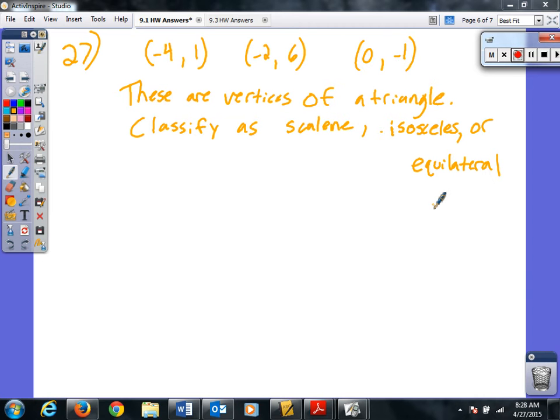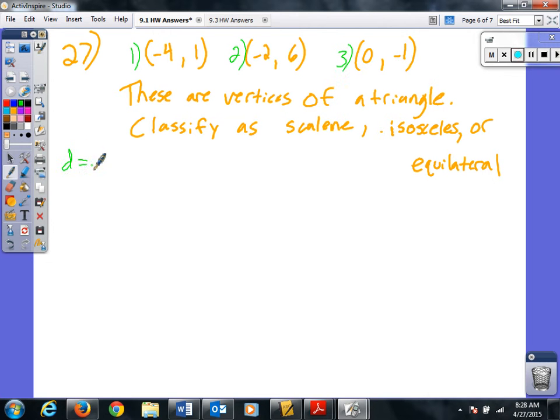So if you feel comfortable with the distance formula, you may want to skip ahead to the end of the video to get the classification. So I'll start with the first 2 points. Let me label these 1, 2, and 3. So I'll start with points 1 and 2.